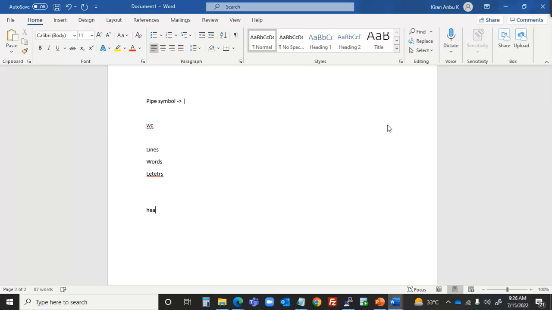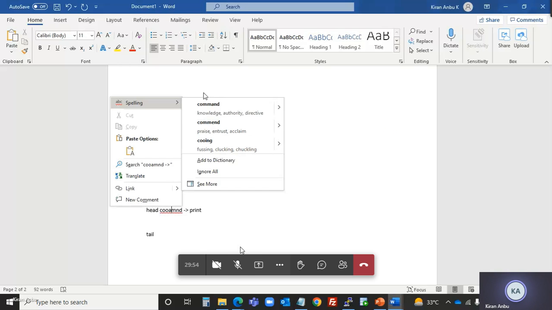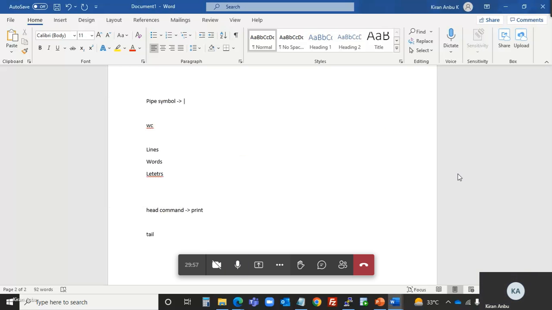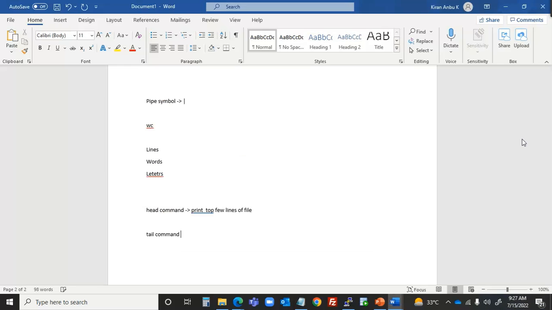Before that, I will say about head and tail. The head command prints the top few lines of a file. The tail command prints the last few lines of a file.